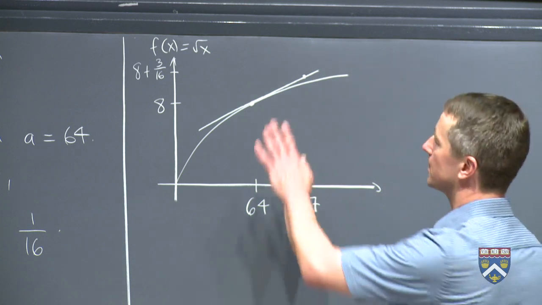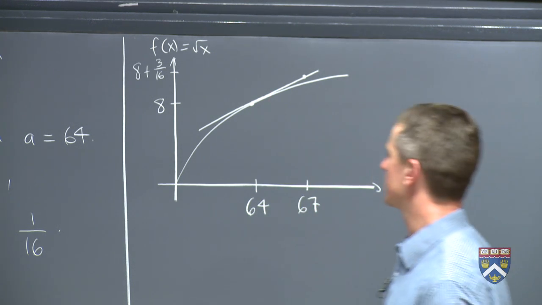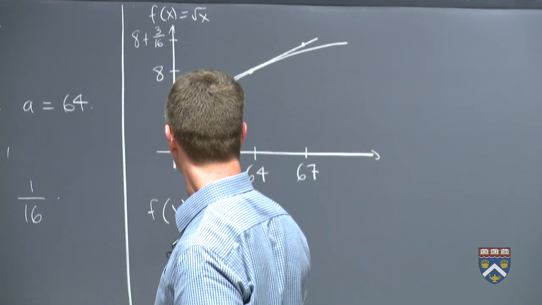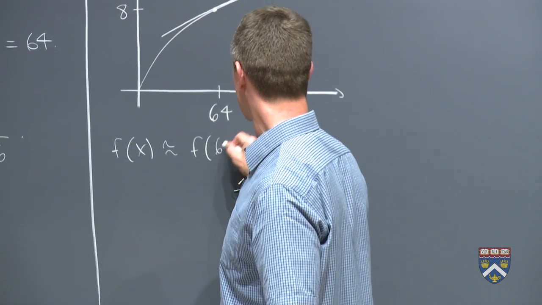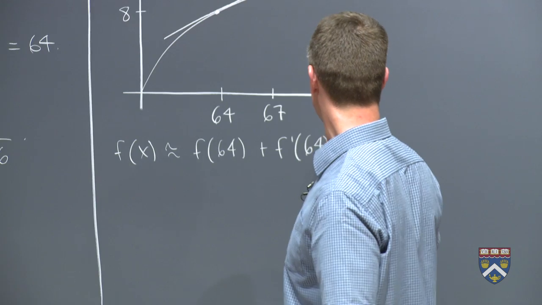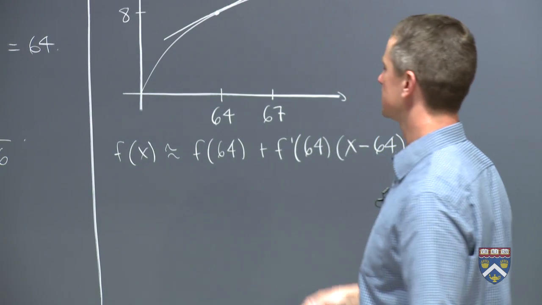If you don't want to use the formula, if you just want to understand it this way, that is great. So let's try to do it with the formula. So we've got f of x is approximately f of a, which was 64, plus f prime of a, which was still 64, times x minus a, which is still 64.